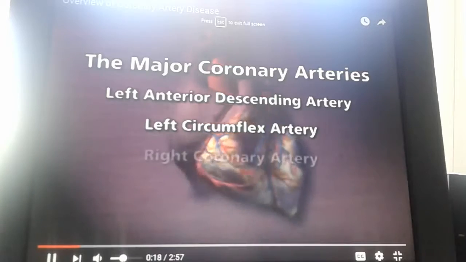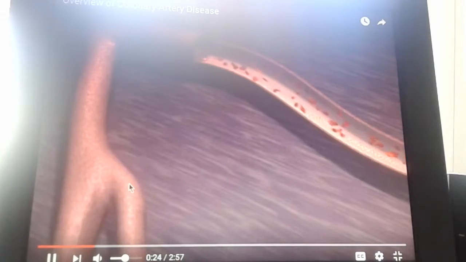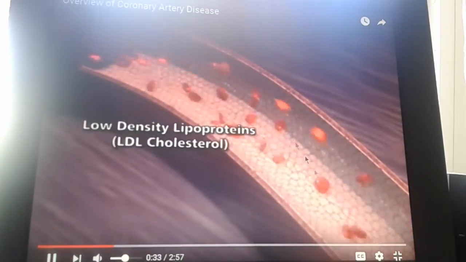Artery and the right coronary artery. The bloodstream contains red blood cells, which deliver oxygen. It also contains fats or lipids, known as low-density lipoproteins, or LDL cholesterol.